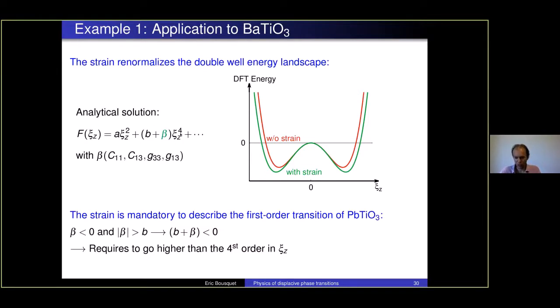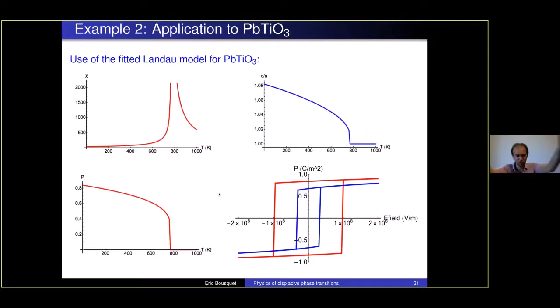And from the Landau theory, what distinguishes between the second order phase transition and the first order is whether the Xi4 term here is negative or positive. For second order, this coefficient is positive, and for first order, this coefficient is negative. And this means also that you need to go higher in the Taylor expansion, otherwise you have only negative coefficients here. Here we go really quickly, and then you can build that for lead titanate.